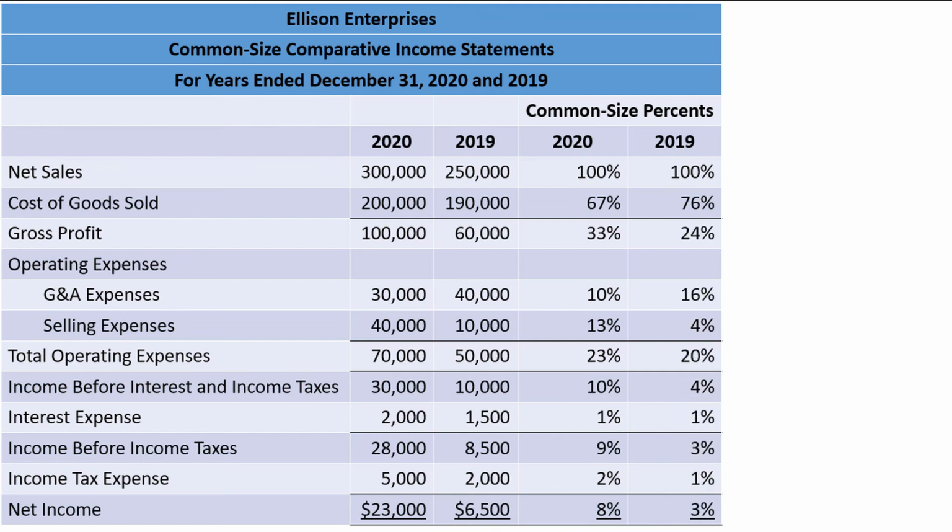We see that cost of goods sold is by far the biggest expense at about 67% of net sales, but it's also down from 76% of net sales last year. Operating expenses were about 23% of net sales in 2020, and net income is about 8%, more than double the 3% from the previous year.